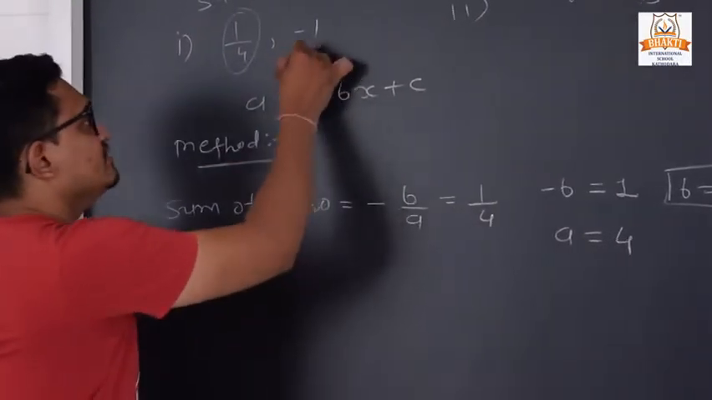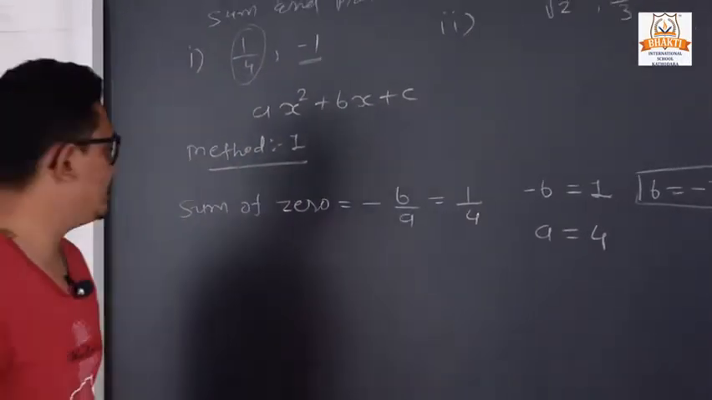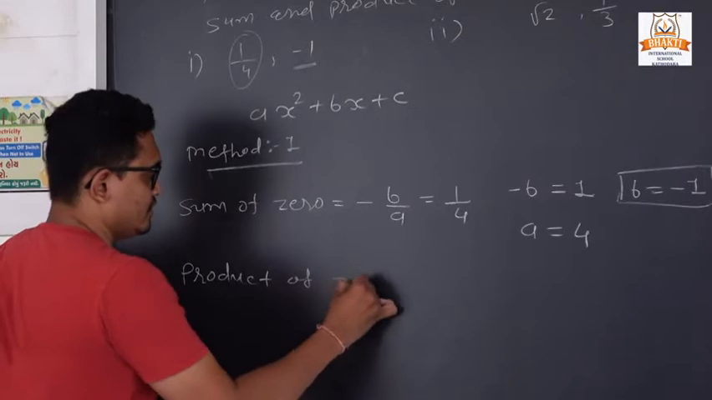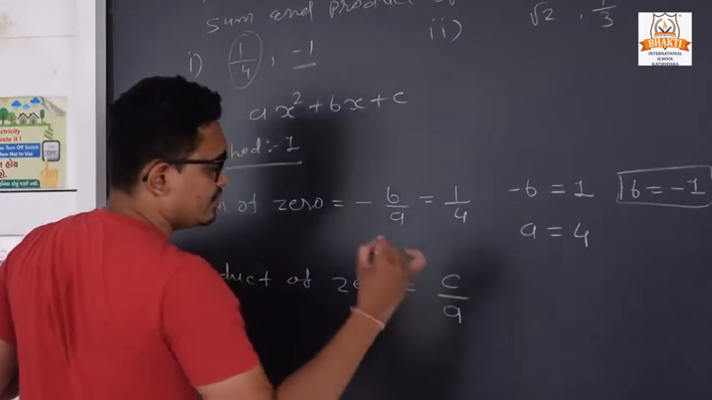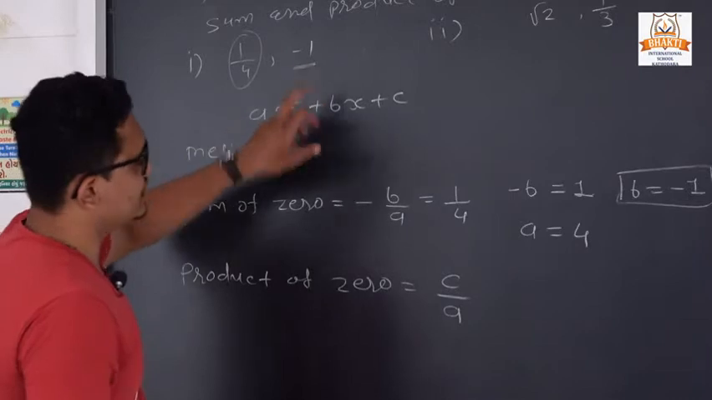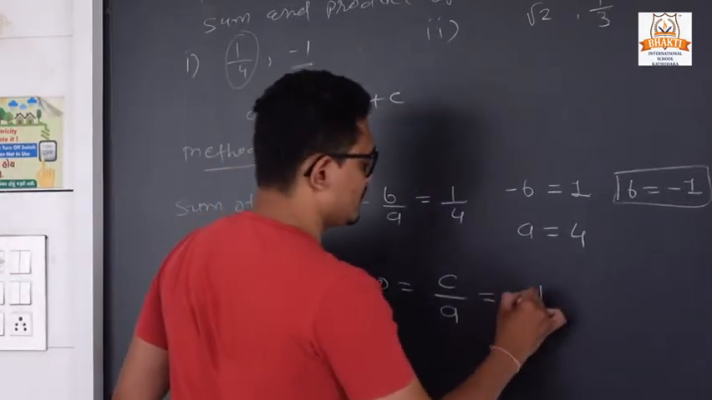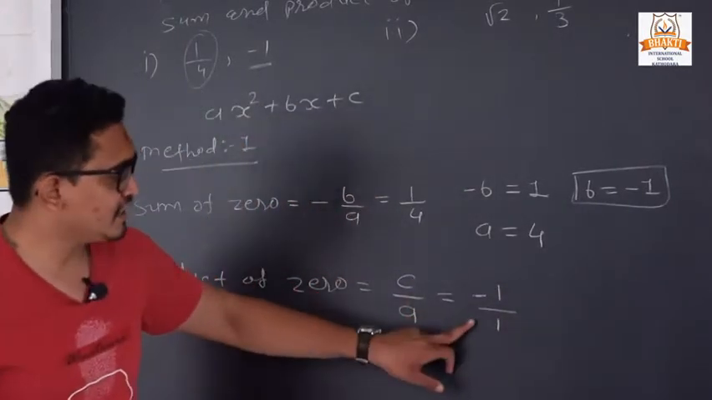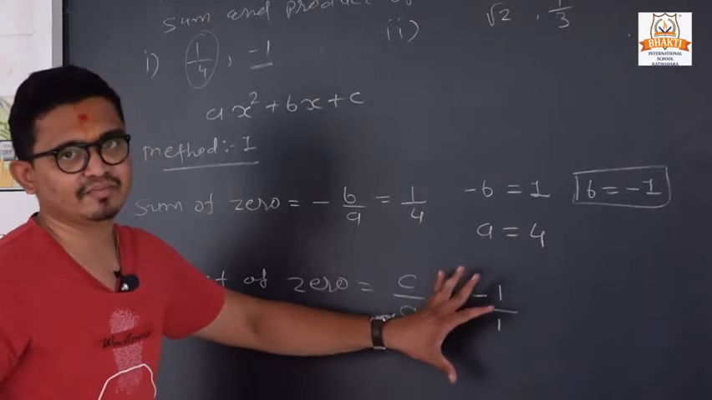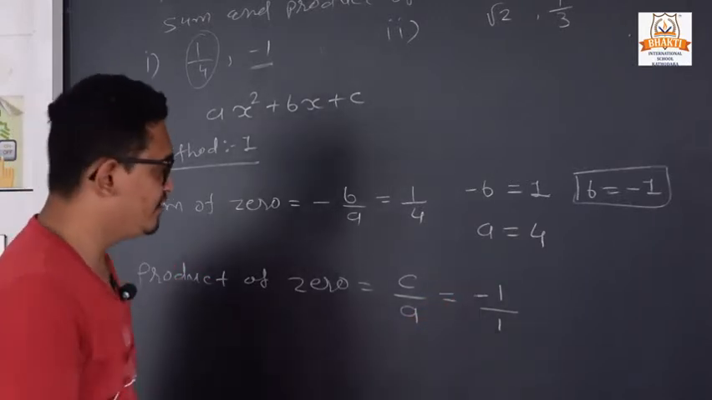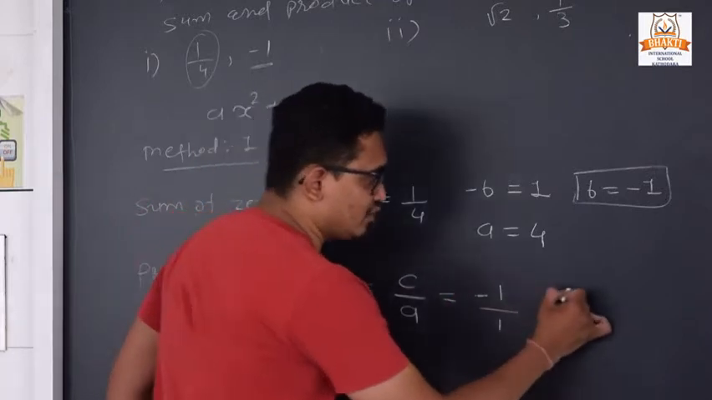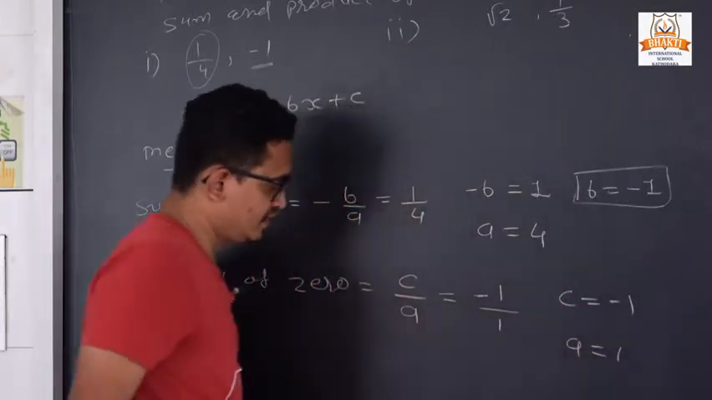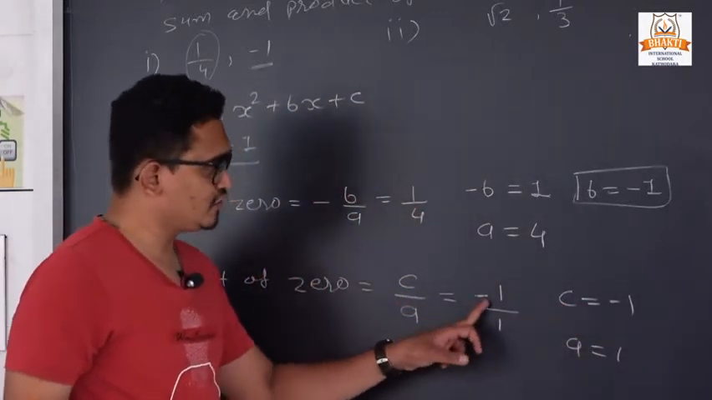Now the second thing is which? Product of zeros is also given, so we can write like that, product of zeros. So what is its formula? c by a. Now what is its value given? Minus 1. So we can also write 1 here. If we write 1 in the denominator, the answer will remain the same. Now we will compare. So c is equal to minus 1 and a is equal to 1.